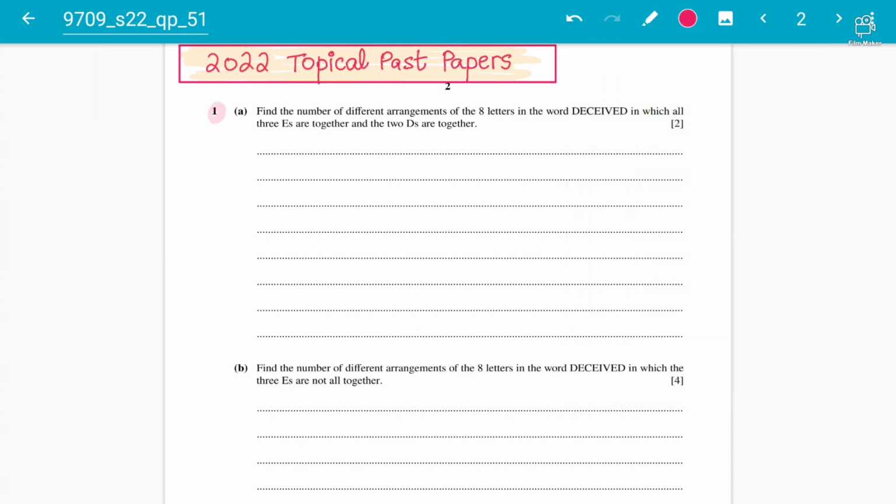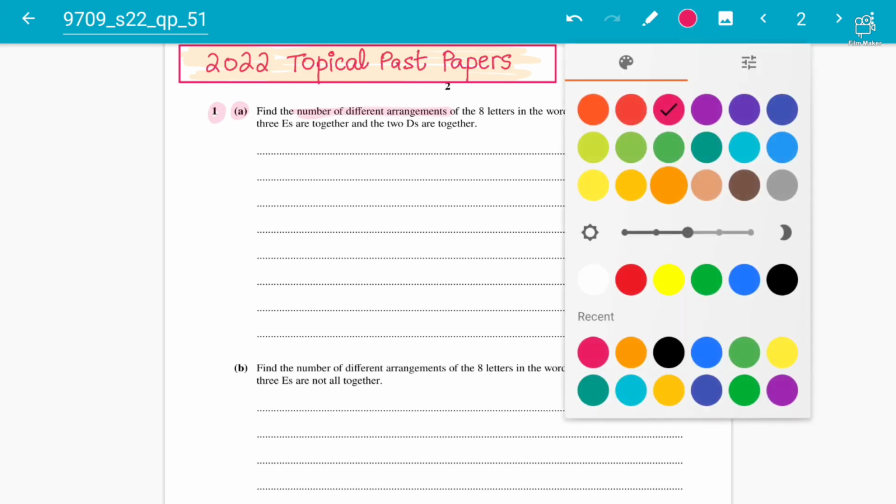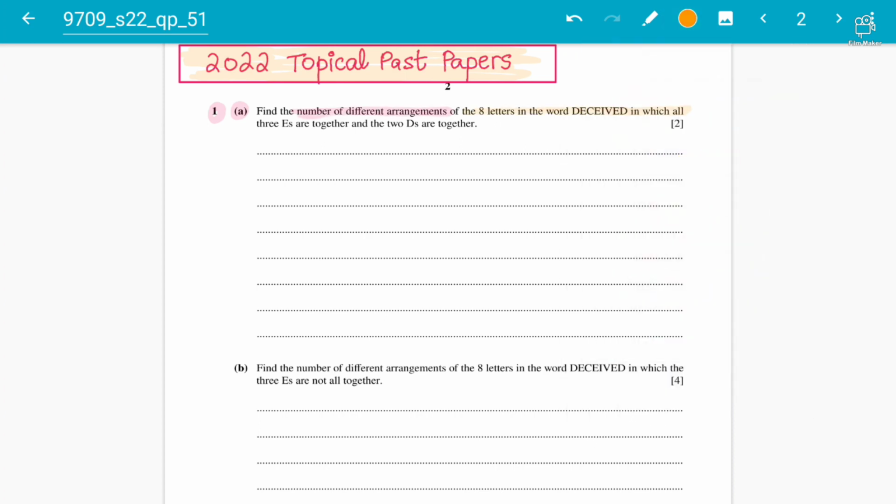Question number 1A is on permutations, combinations. Find the number of different arrangements of the 8 letters in the word DECEIVED in which all 3 E's are together and the 2 D's are together, for 2 marks.